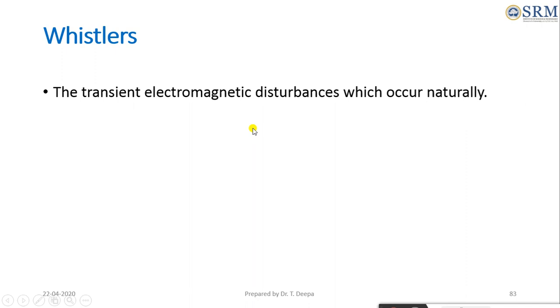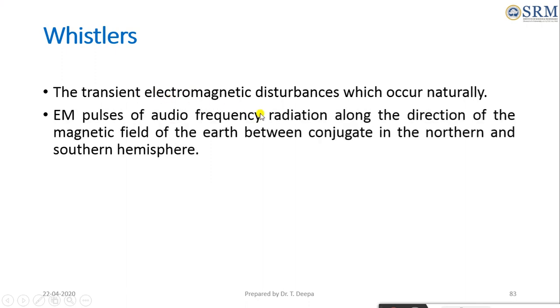And let's see the other ionospheric abnormalities, variations due to other factors also. Whistlers. Whistlers are radio waves, very low frequency electromagnetic waves generated by lightning, and they are transient electromagnetic disturbances which occur naturally. The whistlers consist of electromagnetic waves that occur at audio frequency radiation along the direction of the magnetic field of the earth. The types of whistlers are long, short and noise.